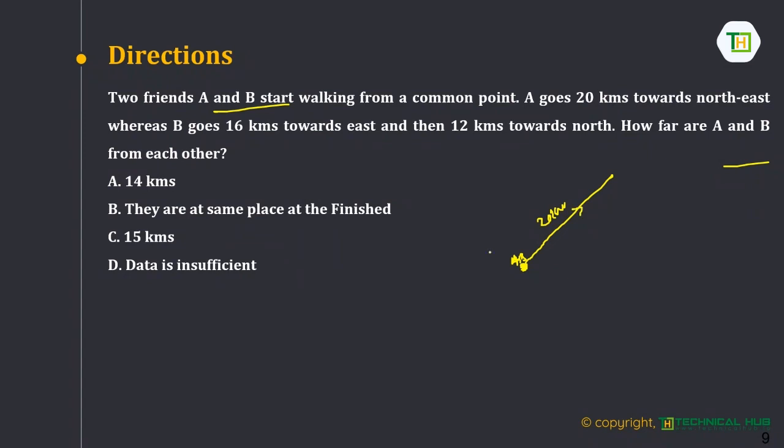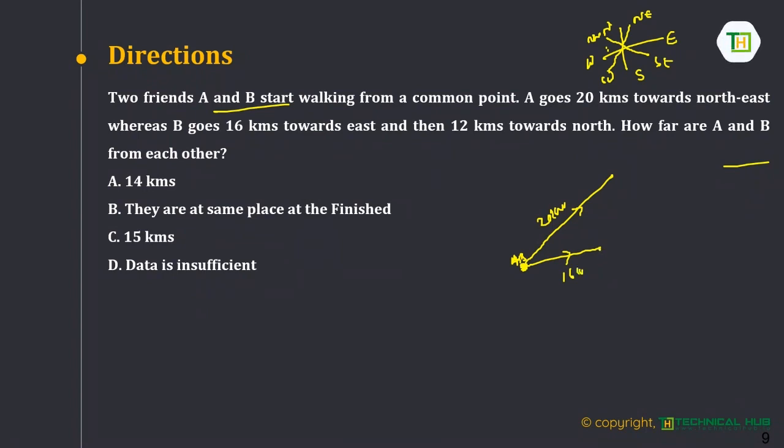The northeast position means there are totally 8 directions: east, west, north, south, and the remaining 4 are subordinate directions or cardinal directions. This is the northeast, southeast, southwest, and northwest. So A goes 20 km towards northeast. Whereas B goes 16 km towards east. So this is the east position, and this is the 16 km.